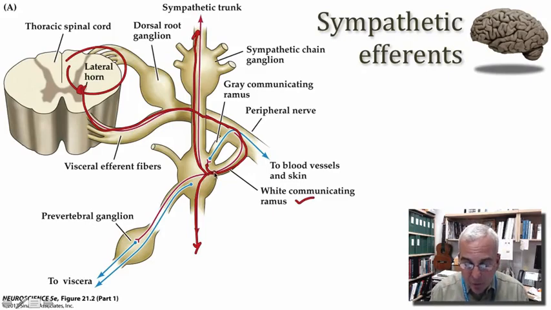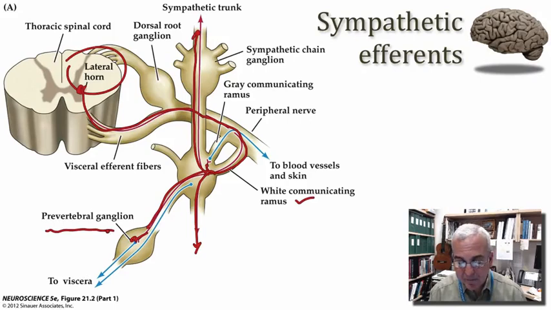Some might run right through the ganglion in order to reach a more distant target. There are some ganglia that are not right along the sides of the vertebral bodies, but are set in a more anterior location at a somewhat greater distance. These are called prevertebral ganglia. So those tend to be more common in the lower part of the viscera, in the abdominal cavity.